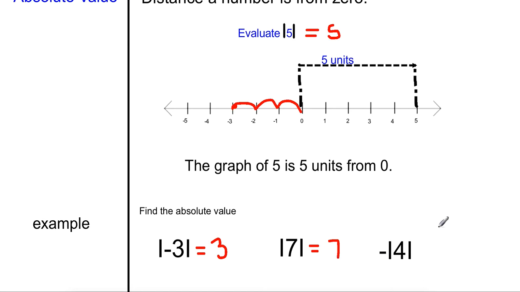Now this one's a little bit tricky in the fact that the negative sign's on the outside, so we just bring it over. And now we say the absolute value of 4. Well, 4 is here. It's 1, 2, 3, 4 units from 0. So negative absolute value of 4 is a negative 4.